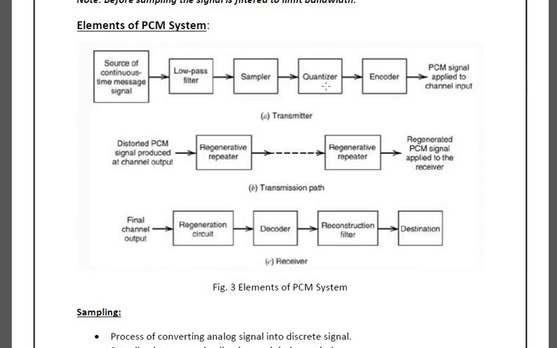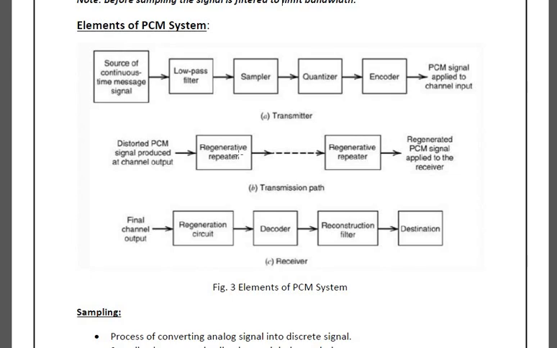Then after this, the quantizer output is fed to the encoder's input. This encoder will be allocating some digital codes to each level, and these coded levels are transmitted in terms of bit streams that are nothing but ones and zeros. Now this PCM signal is applied to a channel input. From this channel you have to give it to the receiver part. In this one, the distorted PCM signal produced at the channel output is fed to the regenerative repeaters.